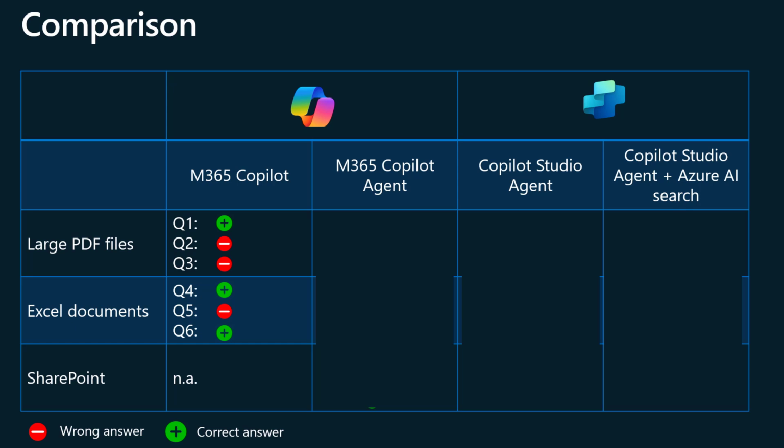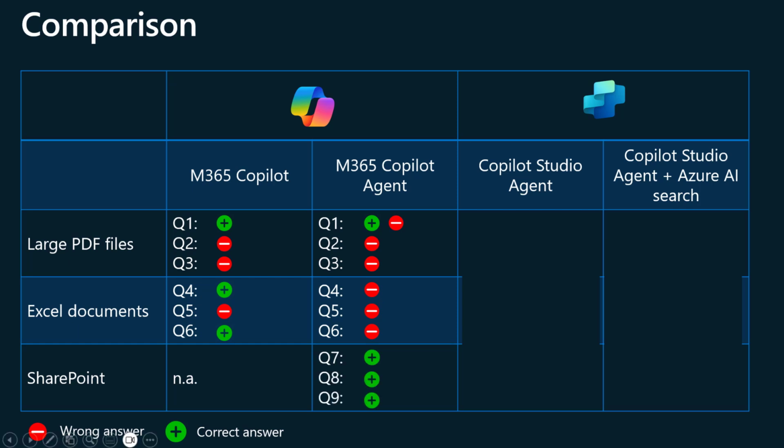So for large PDF files, I had these 3 questions. For Excel documents, another 3 questions, and the results are mixed. Sometimes the answers were just wrong, and sometimes they were correct. So that's the result for this.